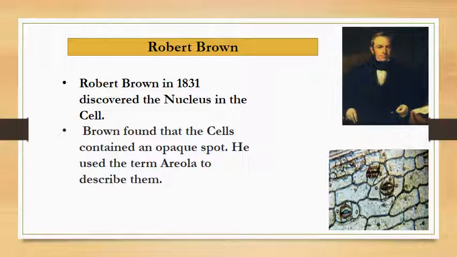Robert Brown in 1831 discovered the nucleus in the cell. Brown found that the cells contained an opaque spot. He used the term areola to describe them. All the activities of the cell are controlled by nucleus. Hence, it is also known as brain of the cell.